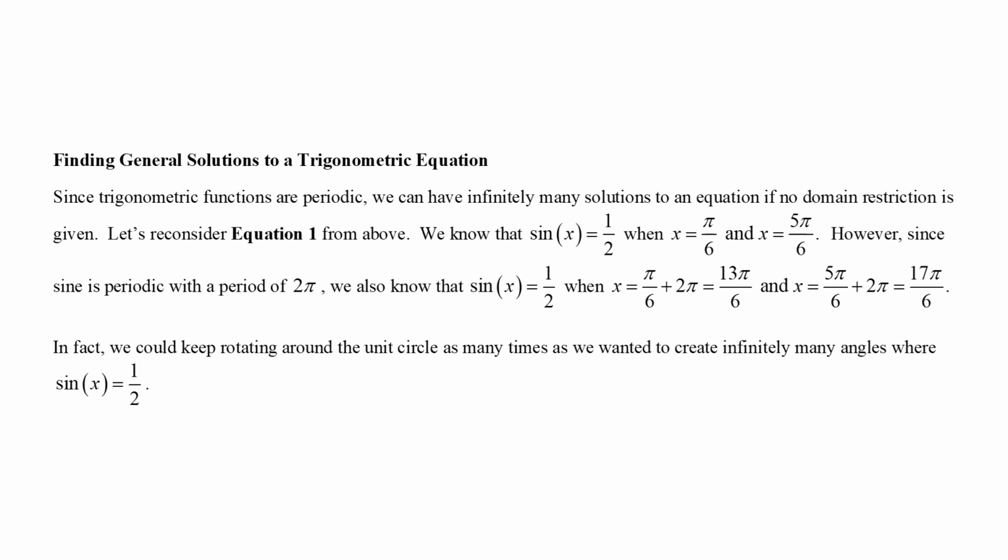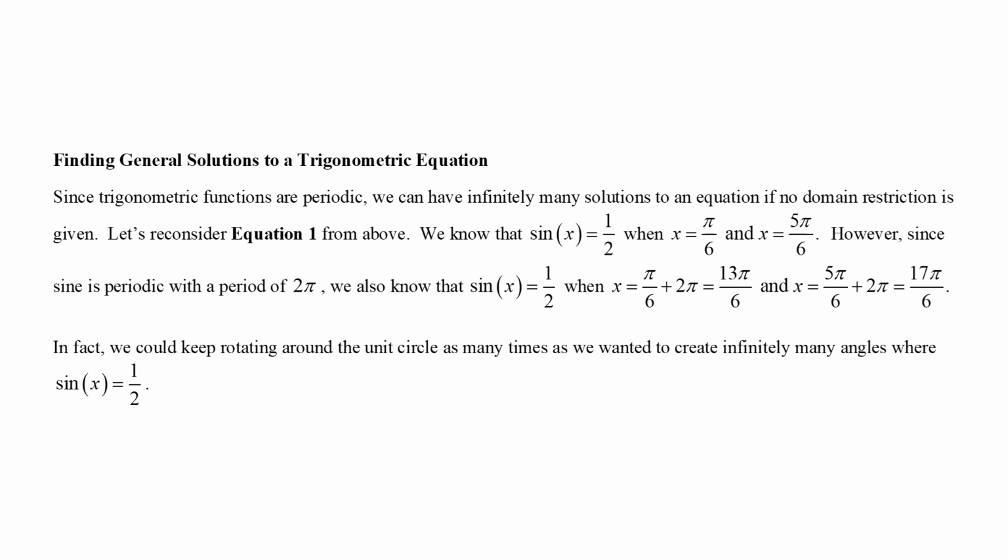All right, so finding general solutions to trigonometric functions. Since trig functions are periodic, we can have infinitely many solutions. Does that make sense? Because you're going around the circle multiple times, in a clockwise motion or in a counterclockwise motion, right? So there's infinitely many solutions that exist. That's why you have to pay attention to the domain that's given to you.